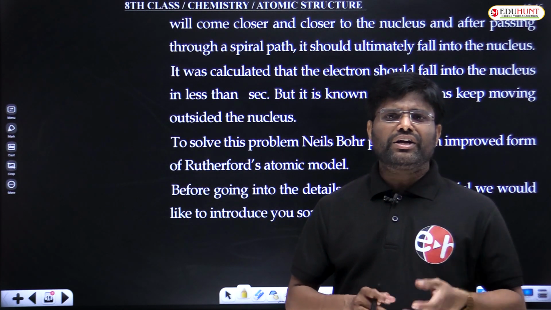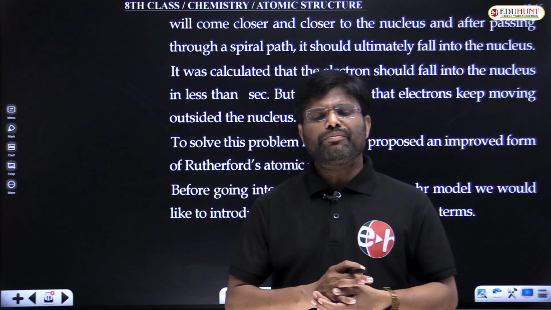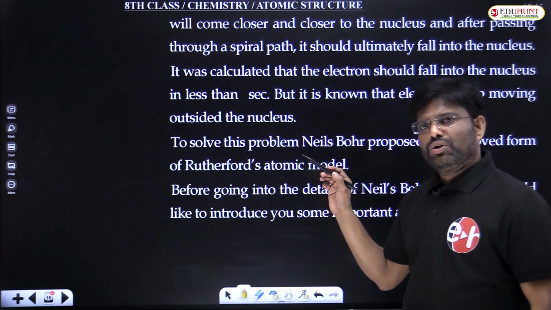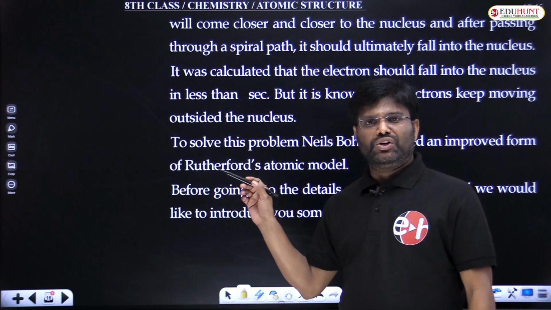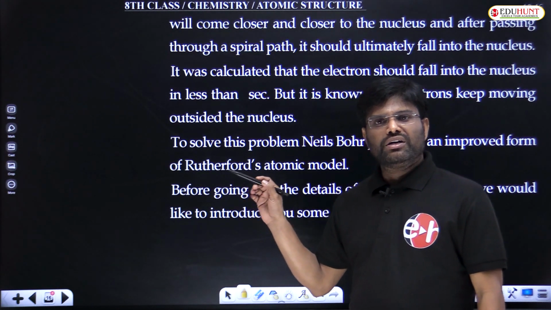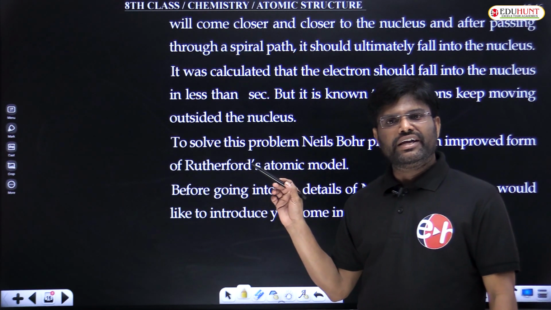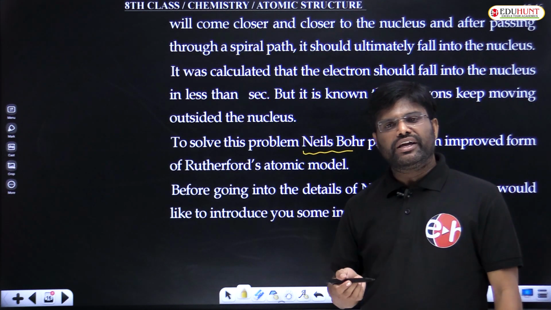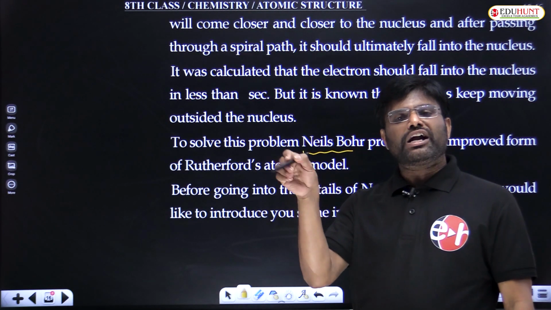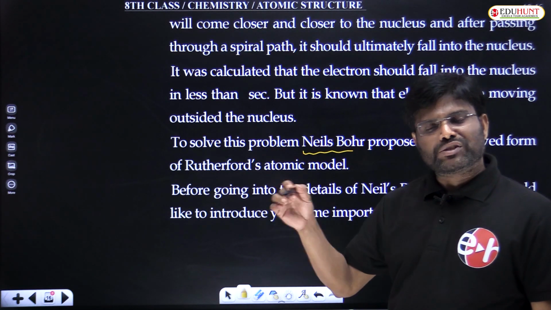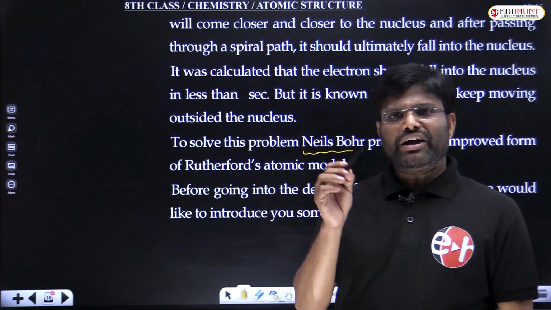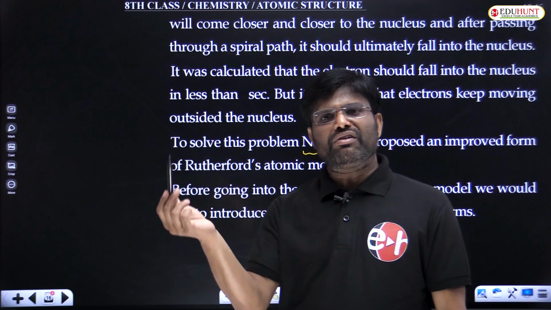Electrons revolve around the nucleus in a circular path. These are called orbits. So, who improved the Rutherford atomic theory? Niels Bohr. Niels Bohr only improved Rutherford's atomic model. He explained the stability of the atom because the centrifugal force is equal to the centripetal force.